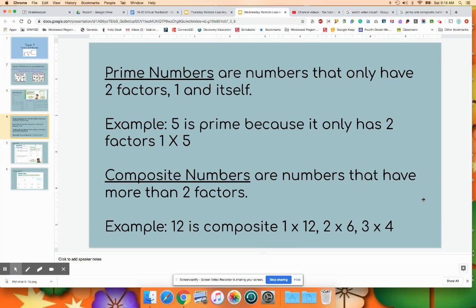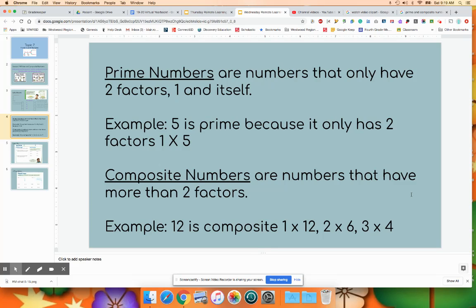So just a reminder, prime numbers are numbers that only have 2 factors, one and itself. An example, like I said before, is 5. It is a prime number because it only has 2 factors, 1 and 5. Composite numbers are numbers that have more than 2 factors. Another example of a composite number is 12 because it has 1 times 12, 2 times 6, and 3 times 4.